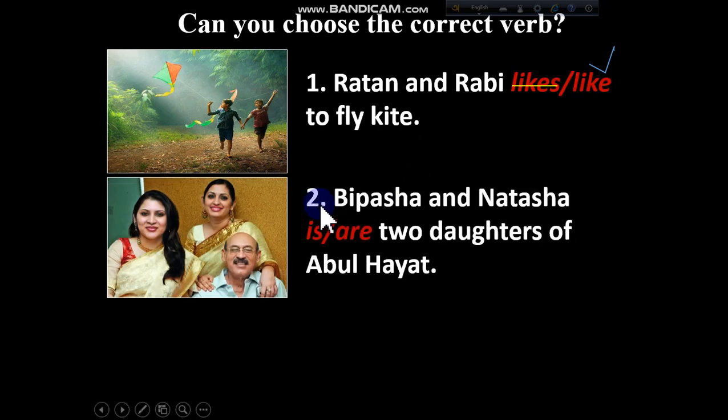Here you can see another example. Bipasha and Natasha is or are two daughters of Abul Hayat. Can you guess? Okay. Bipasha and Natasha, they are two in number. That's why this is plural number. And you should go with the plural verb. That means are. The answer should be are.